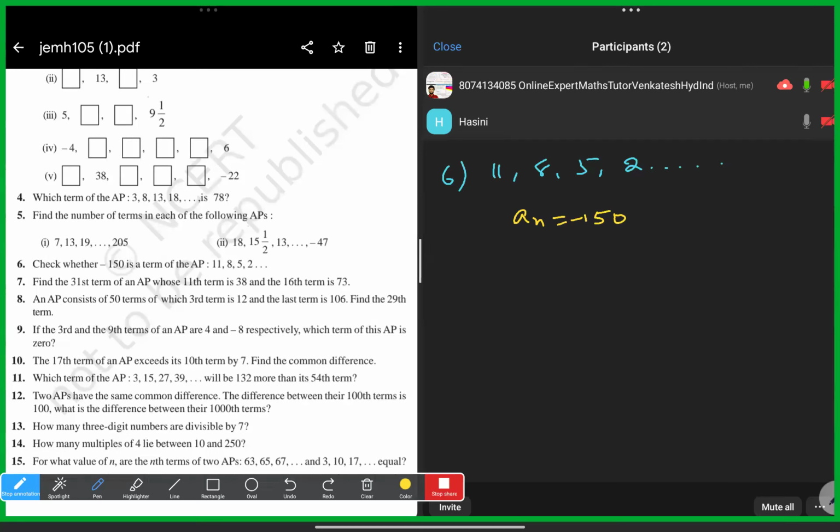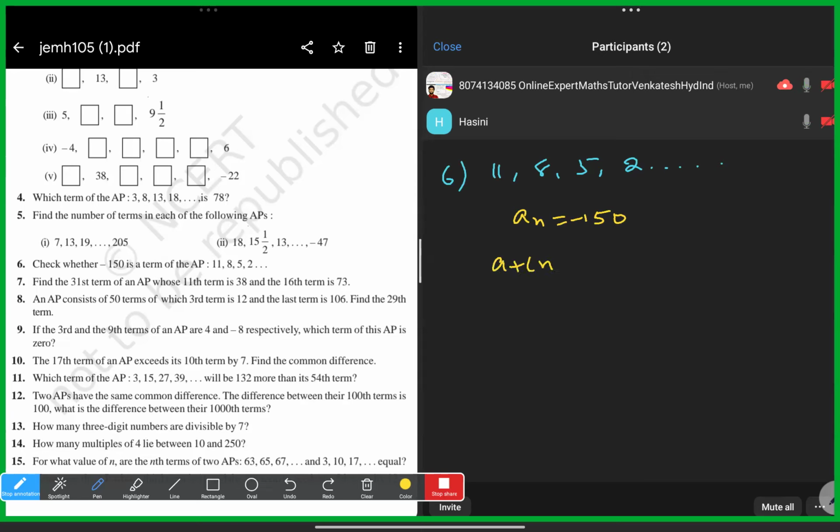So suppose if we get n as 5.5, it means we would have a decimal position. It means 5th term, 6th term directly. There is no 5.5 term, no? So we have to find out the n value corresponding to minus 150. If we get the n value as a positive integer, then this minus 150 is a term of the series.